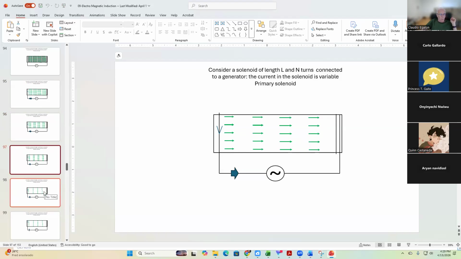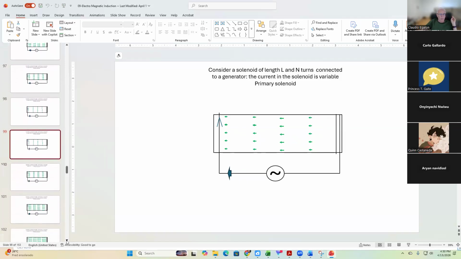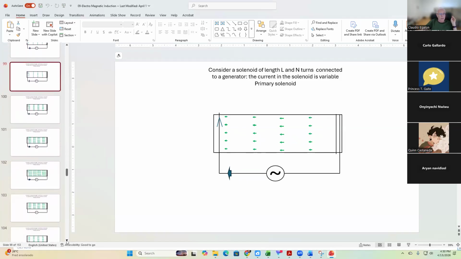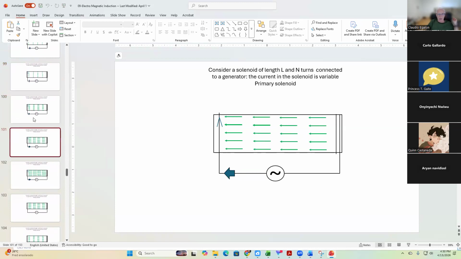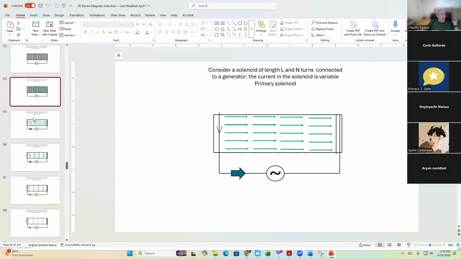Soon afterwards, the electric current is going to change direction, and so will the magnetic field. We'll have this type of cycle whenever my solenoid is connected to a generator. Let's take a look again. Solenoid connected to a generator. In this specific case, the current is flowing in this direction.